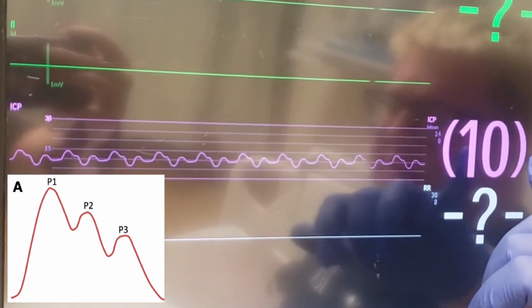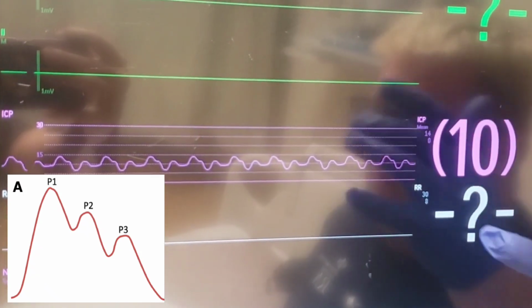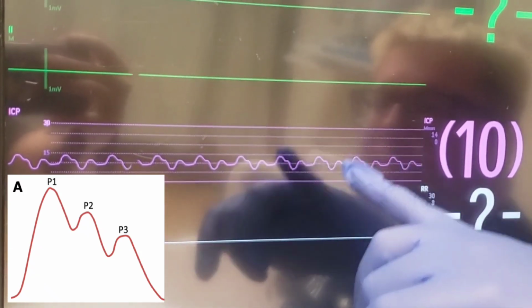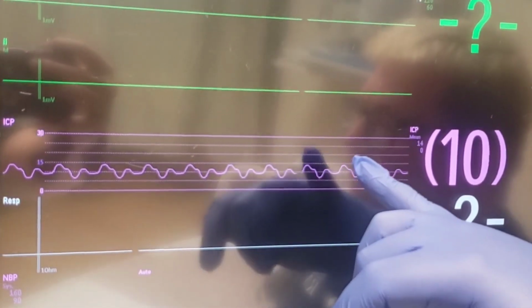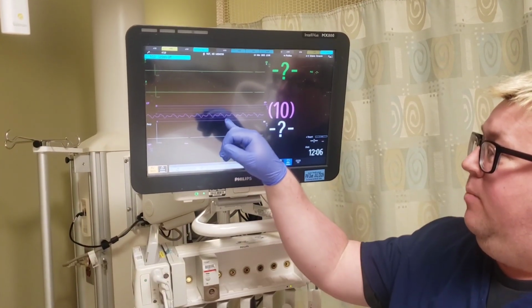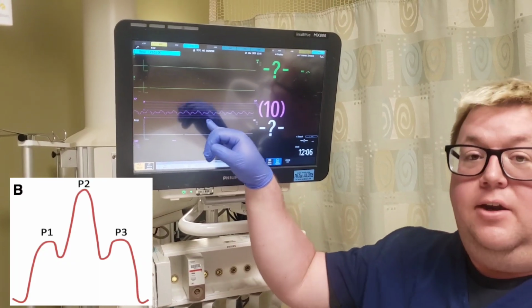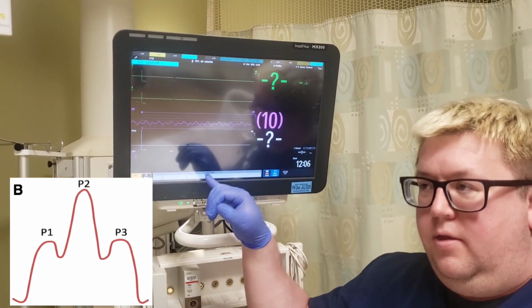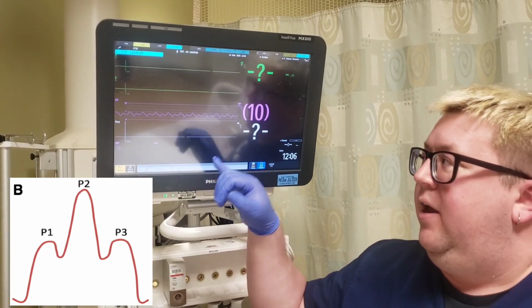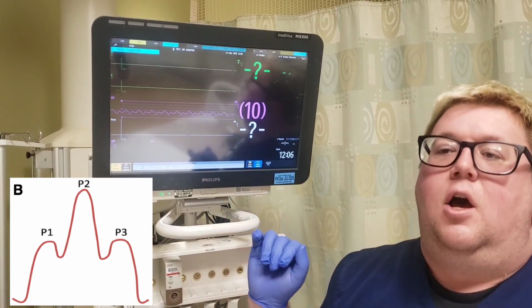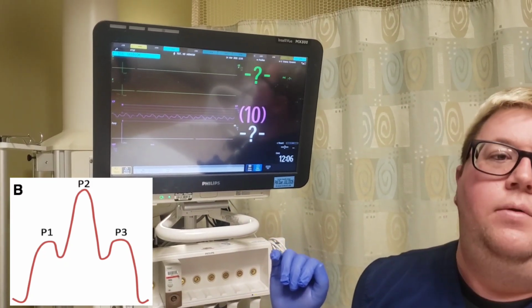Normal ICP is anywhere from 5 to 15, depending on what book you read. Those are kind of the key things with the waveform of the ICP. If your waveform right here resembles a middle finger gesture, that means your brain is not compliant with the blood that it is receiving, and that is a call to the doctor to inform them.